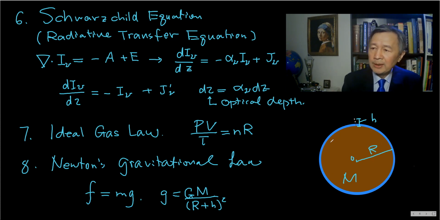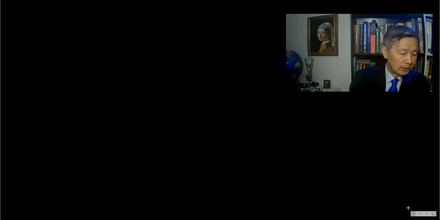That is why, if you talk about temperature as well as pressure, you will see the vertical distribution of the density, the temperature, and the pressure of the air in the atmosphere. So Newton's gravitational law is also one of the basic equations. Let's move on to another equation.